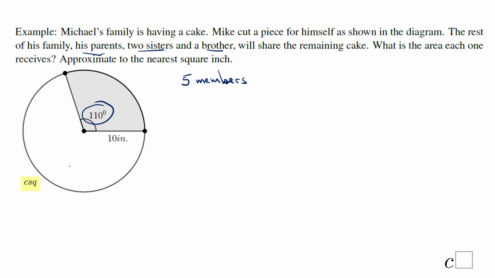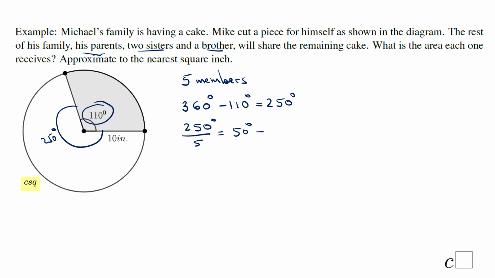Okay, so this problem can be done in more than one way, but my first thing will be to do this math. 360 degrees minus 110, and that will be 250 degrees. So what is the meaning of that? It means this angle here is 250 degrees. This is the leftover, right? Michael is going to eat that big slice and the other 5 members are going to eat this. Since they get the same amount, how do we get how much is one slice? You're going to take that 250 and divide by 5, and that will be 50 degrees.